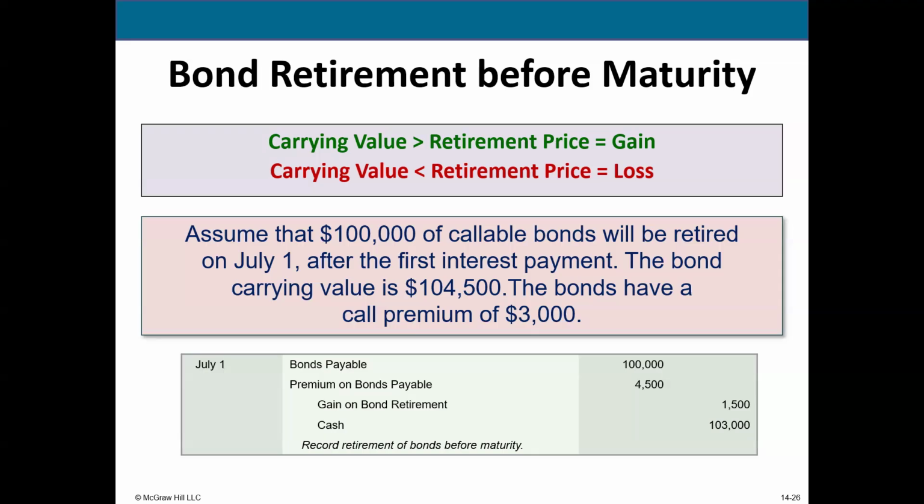And the way that this works is we would debit the bond payable at its par value, 100,000. We're going to debit premium on the bond payable, 4,500, because we bought it at a premium. We're going to credit the gain on a bond retirement, 1,500, and we're going to credit cash 3,000. And what this does is it represents that we're repaying a bond before its maturity date. And it just so happened that this bond was at a premium when it was issued.